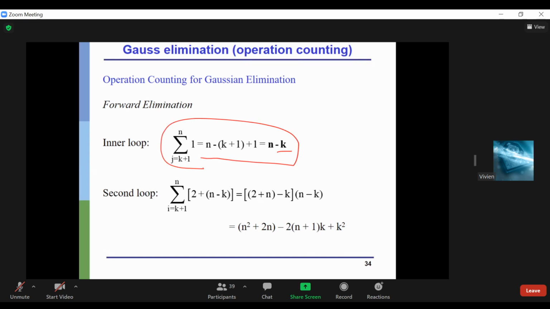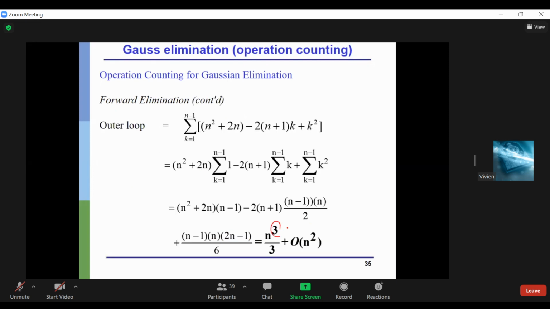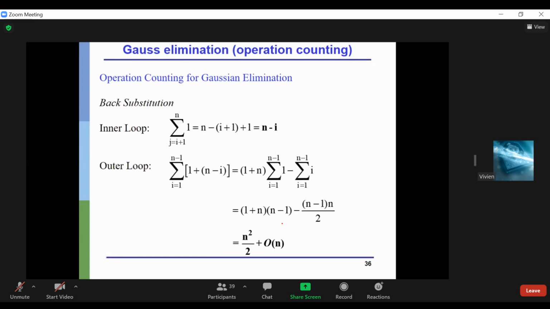So in total, if we see here, this is of the order of n, this is of the order of n squared, and this one is of the order of n cubed. So this is the forward elimination step. For the backward substitution, we have the inner loop, which is the calculation in a certain row, while the outer loop is when we do backward substitution to another row. In total, the largest one here is of the order of n squared.